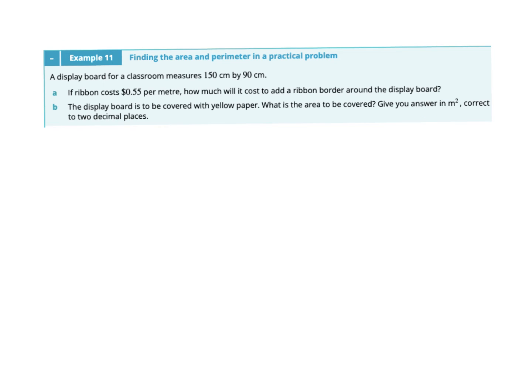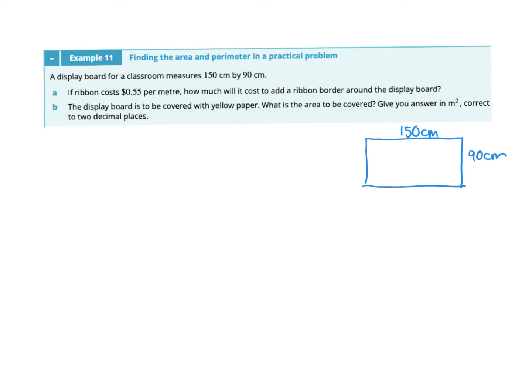Okay, a display board in a classroom measures 150 by 90 centimeters. So it's always good to draw a diagram. So just draw it out. And so obviously you've got a display board. The longer side's obviously 150 centimeters. The shorter side, 90 centimeters. So if ribbon costs 55 cents per meter, how much will it cost to add ribbon to border the display?